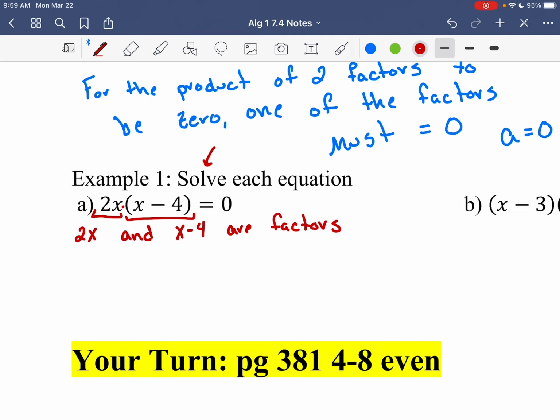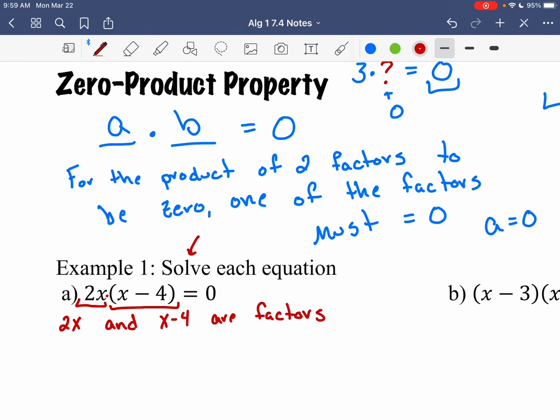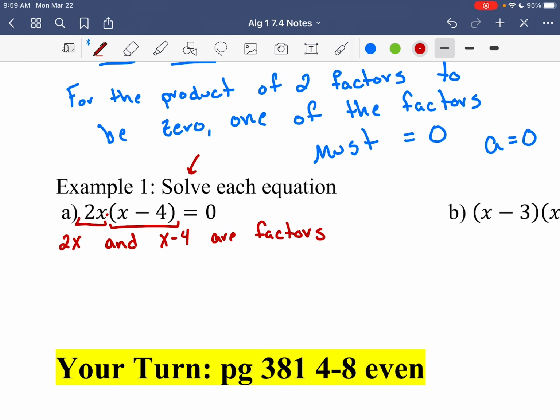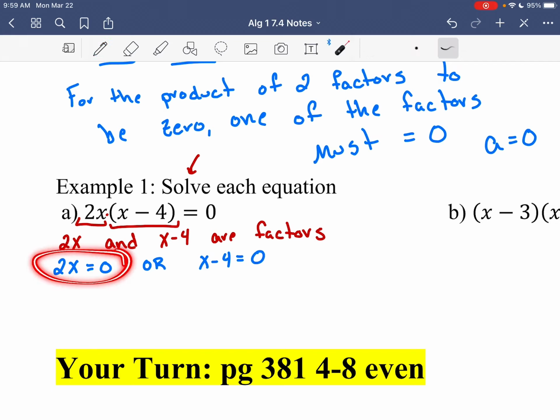Okay. Well, we're going to use this new idea of the zero product property. Here I have the product of two factors equaling 0. That will only work if one of them is 0. So to set this up, I take each factor and set it equal to 0. So 2x equals 0, and then I use the word or, x minus 4 equals 0. The reason we use the word or is they both can equal 0 at the same time. So 2x equals 0 or x minus 4 equals 0. And now we have two little equations I can solve.